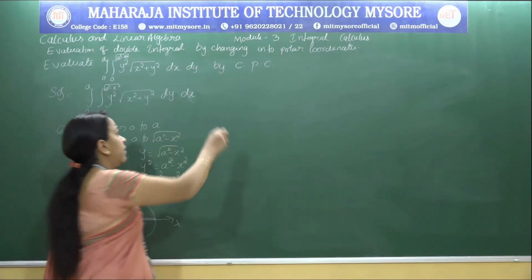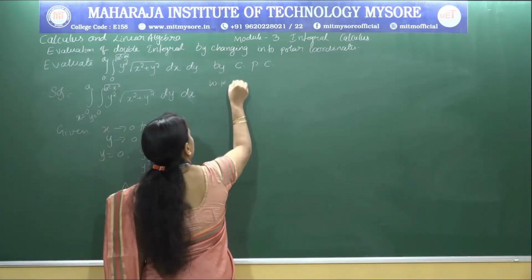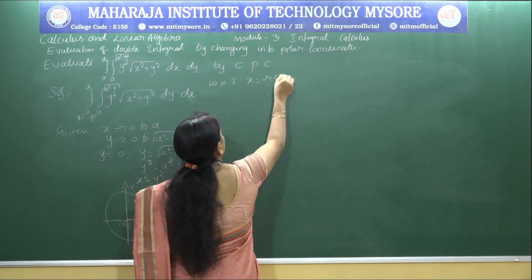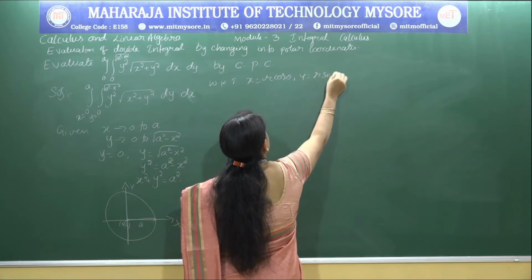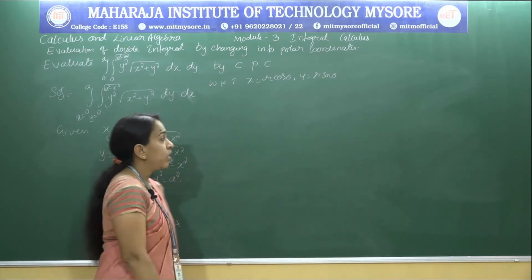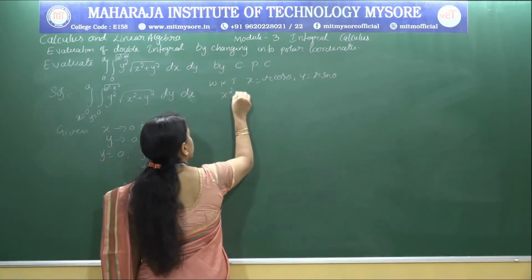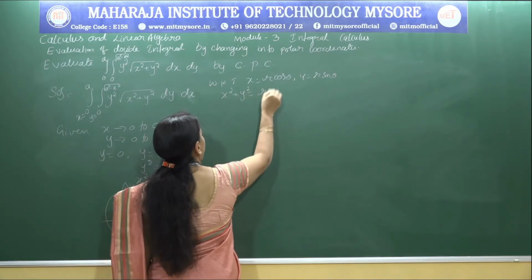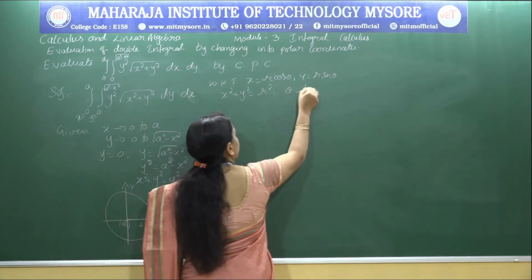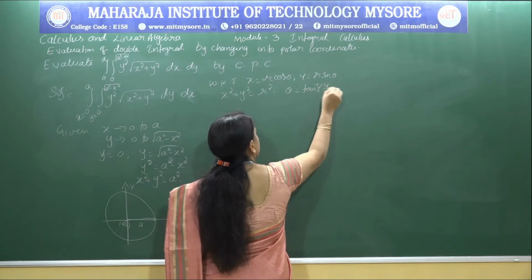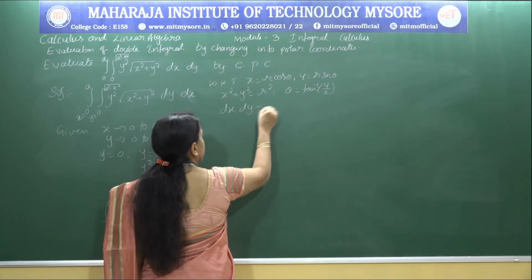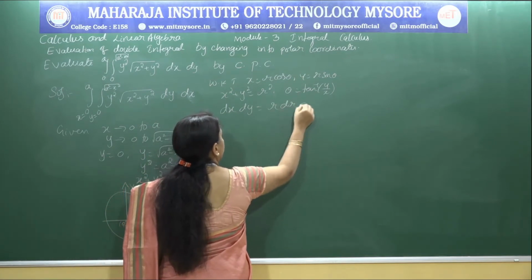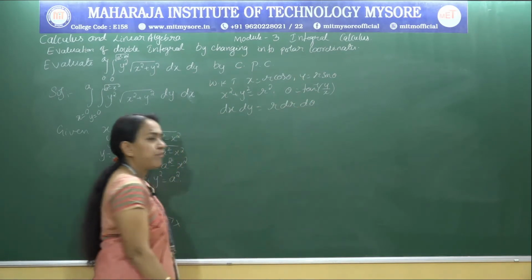So now we know that x equal to r cos theta and y equal to r sin theta is the polar form, and of course x square plus y square equal to r square, and theta is given by tan inverse y by x, and of course we should remember that dx dy must be equal to r dr d theta.